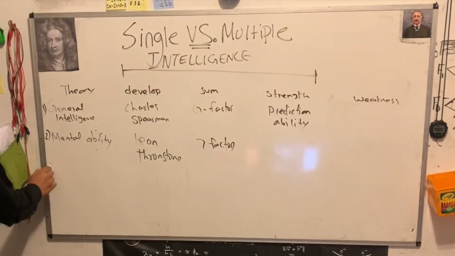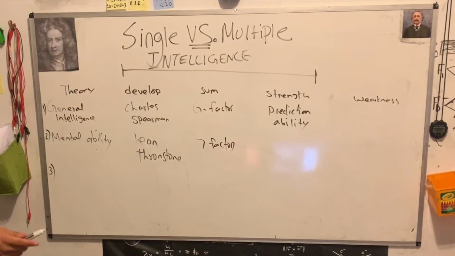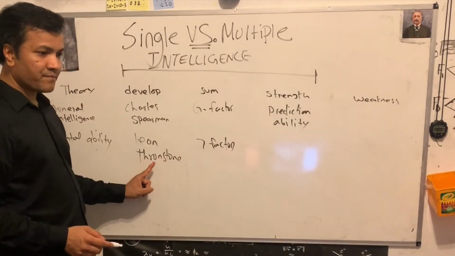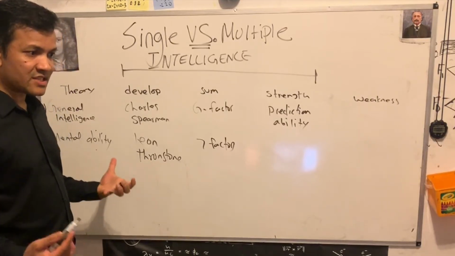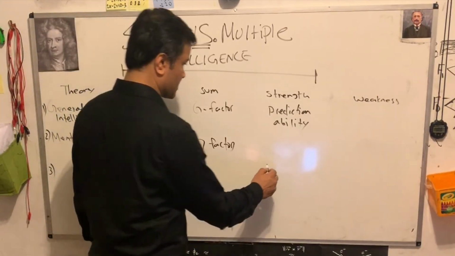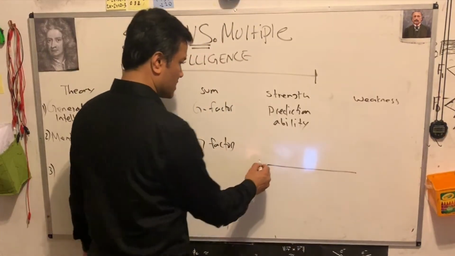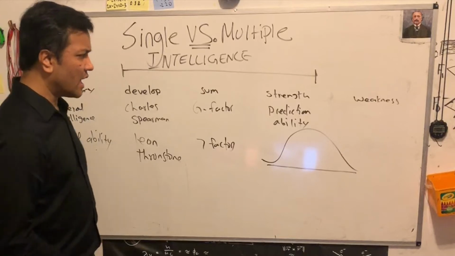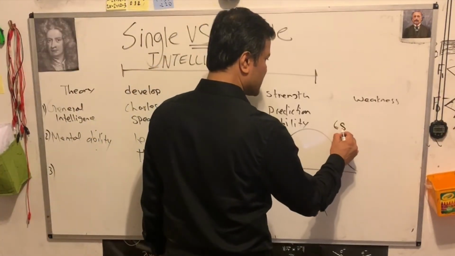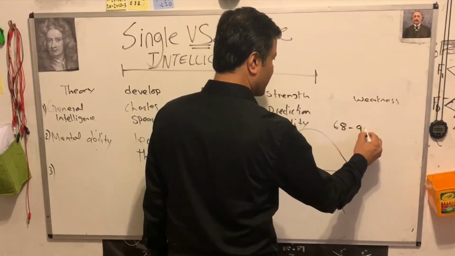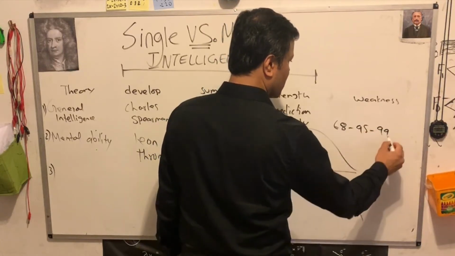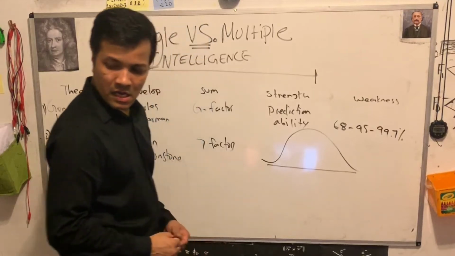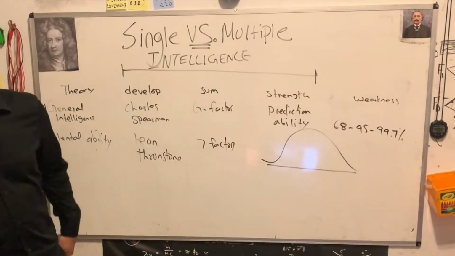Number 3, intelligence test. This one, mental ability, this guy uses the standard deviation. Now let's talk about the standard deviation, which is still used today. This is called the normal distribution, and the law is empirical: 68%, 95%, 99.7%. I'm going to divide it by half.